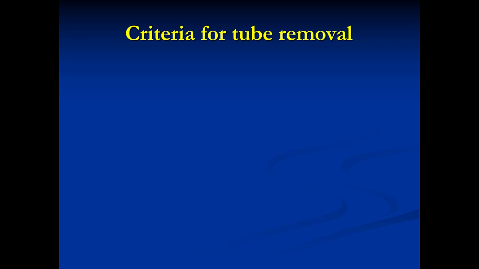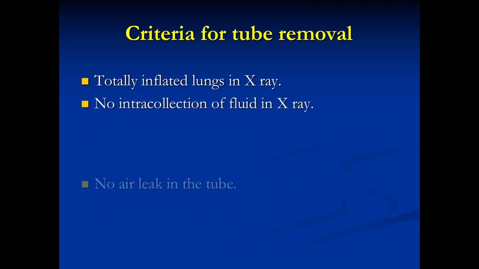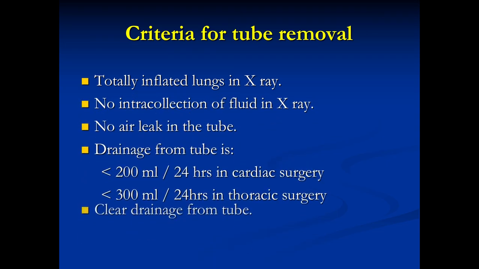Criteria for tube removal. Number 1, totally inflated lung in the chest X-ray with no collection of fluid in the chest X-ray, so there is no residual pneumothorax, no residual pleural effusion, and no air leak in the tube itself, and the drainage from the tube is less than 200 ml per 24 hours in case of cardiac surgeries, and less than 300 ml per 24 hours in thoracic surgeries. But this amount of drainage should be serous or serosanguinous.